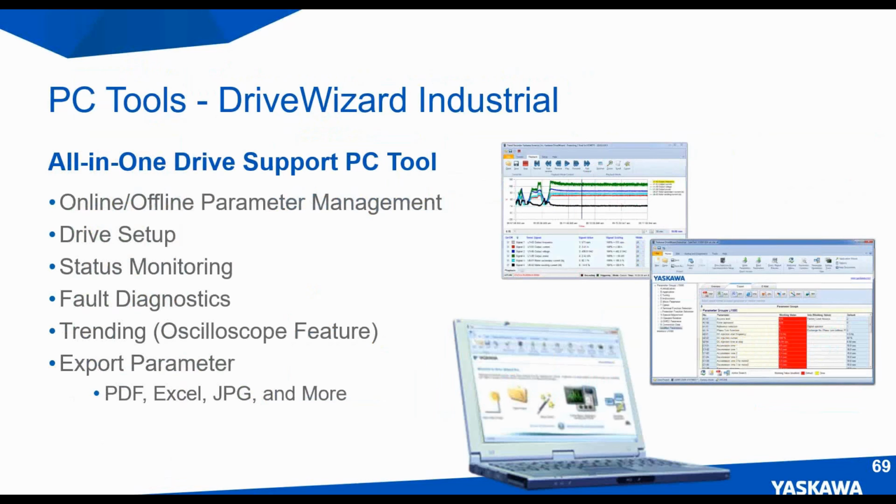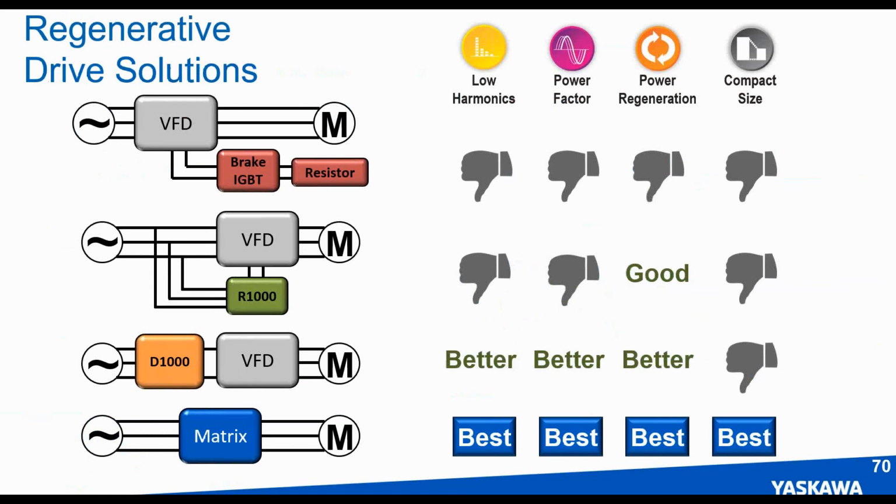This tool allows you to program, troubleshoot, and run a drive using your PC. This tool fully supports the R1000, D1000, and U1000. In summary, 90% of all regen applications have low regen duty cycles. They require less than 10% duty regenerative solutions. Therefore, dynamic braking packages are still usable on over 90% of all regen applications.